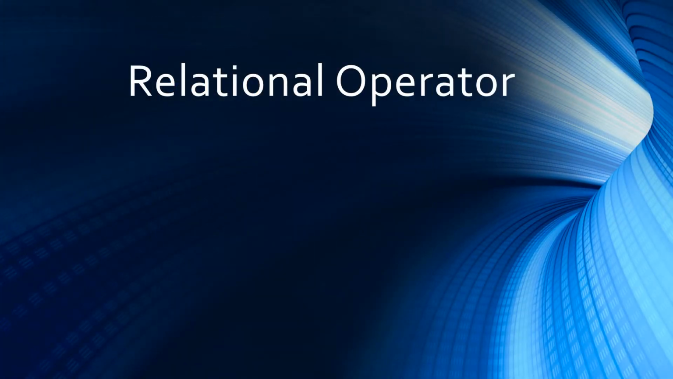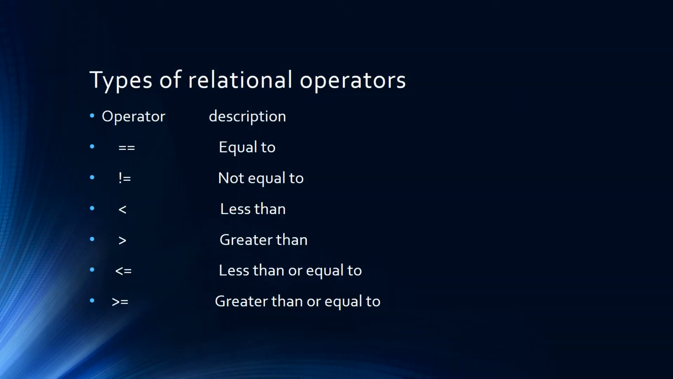Next, I will talk about relational operators. There's a few types of relational operators. There's the one with the two equal signs, which means equal to. So when I put two equal signs, that means the actual value of it is whatever you give it. So let's say age equals 22. The actual value is 22.